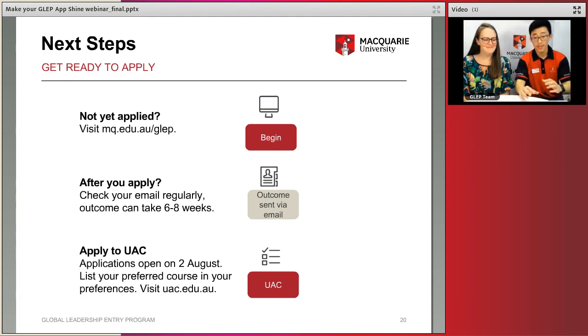So next steps: if you haven't already started your application, there's no time like the present. Jump onto the website and begin that application. After you have applied, check your personal email regularly. You'll be notified of the outcome within 6 to 8 weeks. If you'd like to receive an offer for the course you're successful for under the Global Leadership Entry Program, we encourage you to put it as your highest preference in the UAC section, which will open on the 2nd of August. In the first offer round, offers will be made by UAC on the 31st of August. If you are successful, Macquarie University will communicate the next steps and how to get involved with the Global Leadership Program events and workshops on campus.